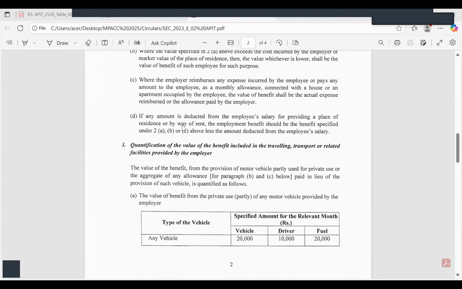If any amount is deducted from the employee's salary for providing a place of residence or by way of rent, the employment benefit should be the benefit specified, the difference between the actual amount and the deducted amount.